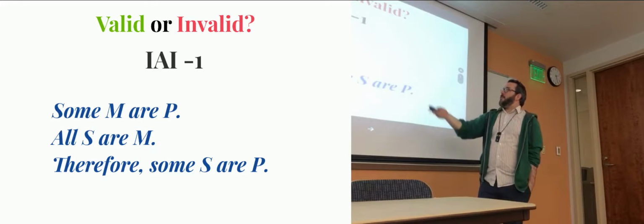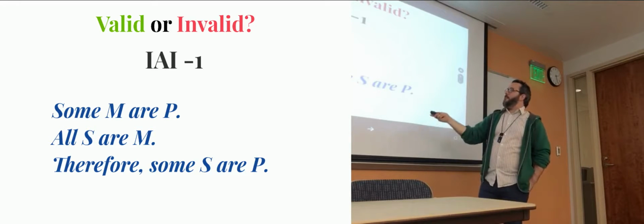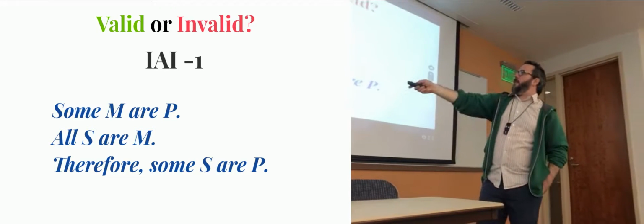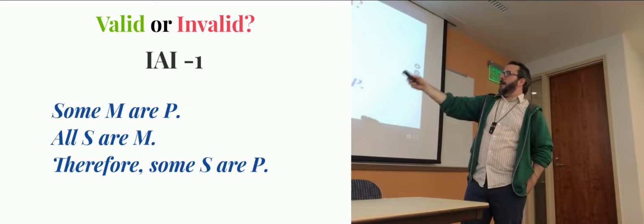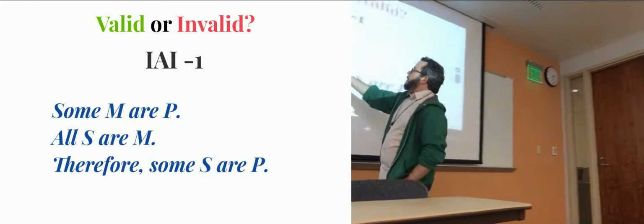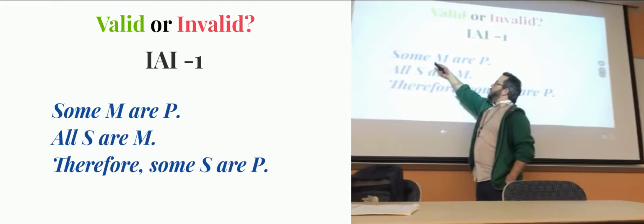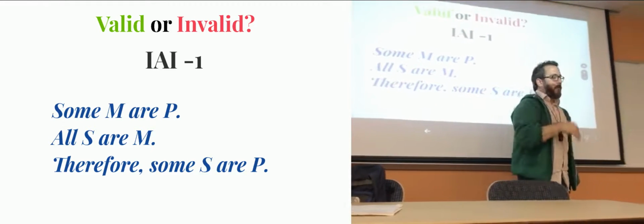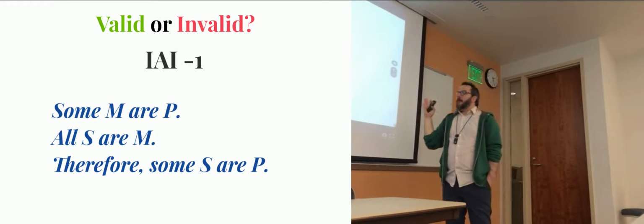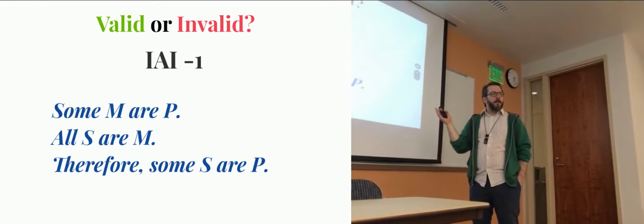Let's start with this. Some M are P, all S are M, therefore some S are P. That's IAI1, an I statement, an A statement, an I statement. It's in standard form. And it's figure 1 because my middle term is the subject in my major premise and it's the predicate in my minor premise. That's figure 1. IAI1, is that valid or is it invalid? How are you going to figure this out?